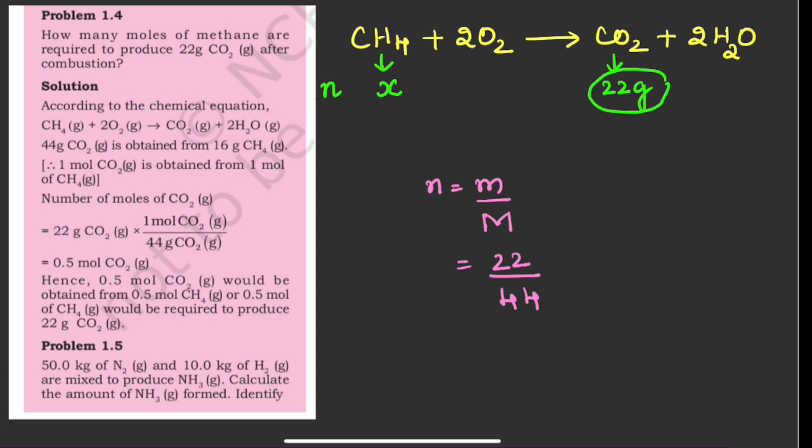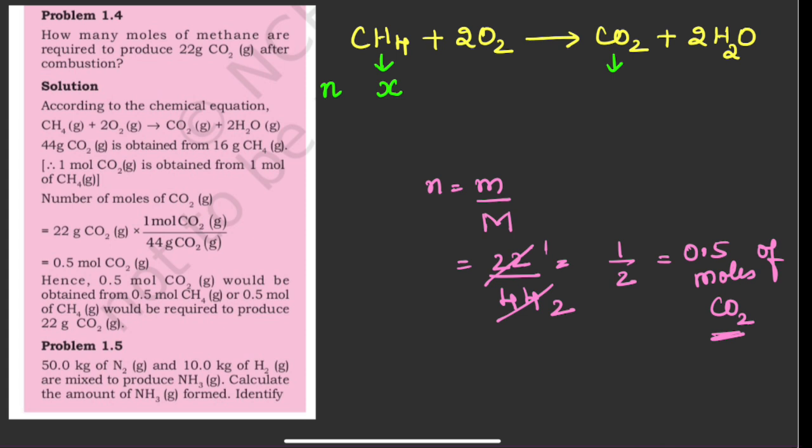So how much will you get, 22 divided by 44? 22 ones are 22, twos are 44. So 1 divided by 2, this is nothing but 0.5 moles of carbon dioxide. So this is calculating the number of moles of carbon dioxide. So now instead of using grams, I will use the number of moles, which is nothing but 0.5. So here 0.5. So we have used the second trick.